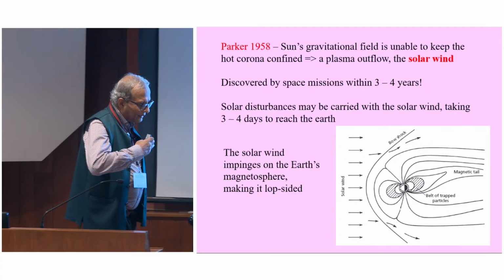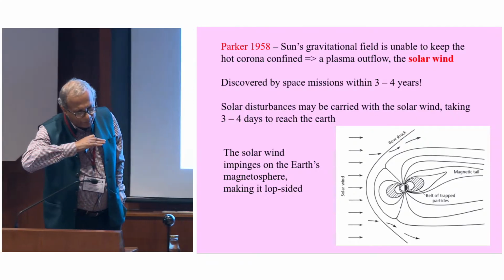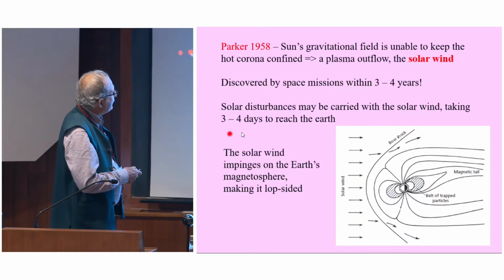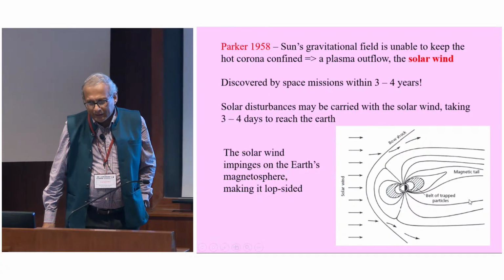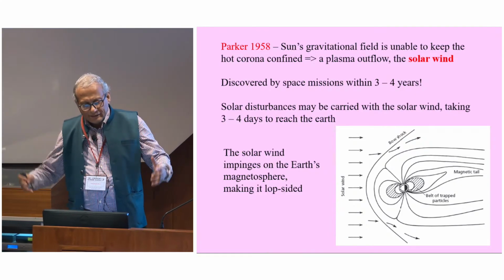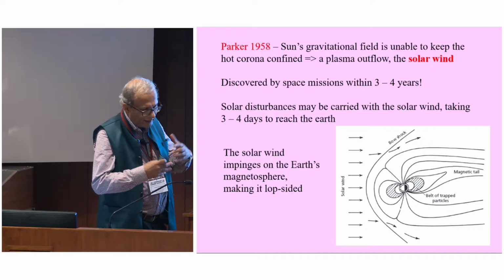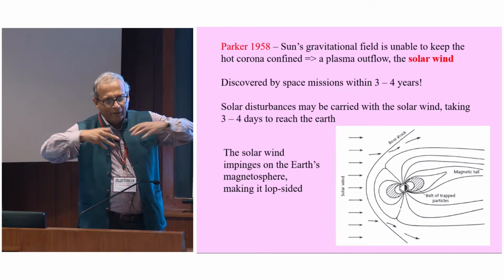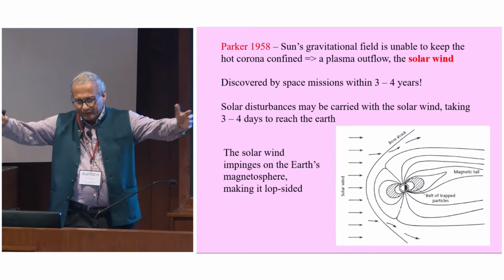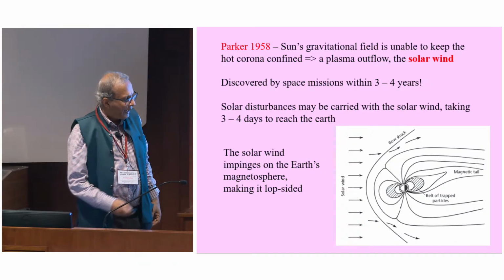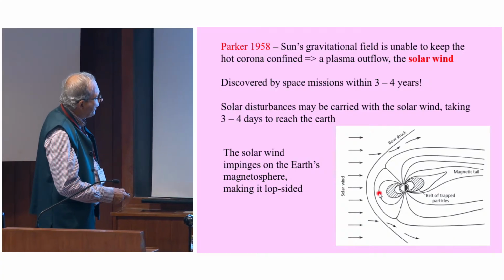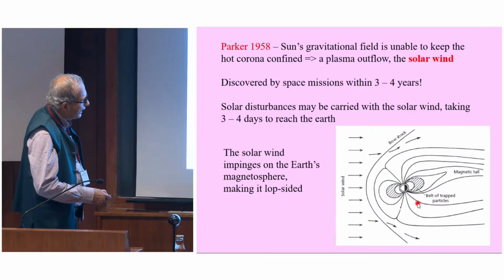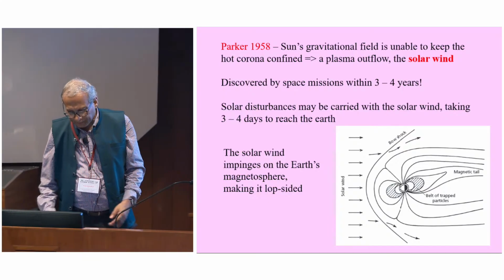And you all know that light takes 8 minutes to cover the distance from the sun to the earth, but the solar wind takes about 3-4 days to reach the earth. That's why the effects of solar disturbances are often felt on the earth after 3-4 days, because that is the time when the effects of these disturbances are transported by the solar wind. The solar wind impinges on the Earth's magnetosphere to make it very asymmetric, squeezing it from one side and lengthening it from the other side.